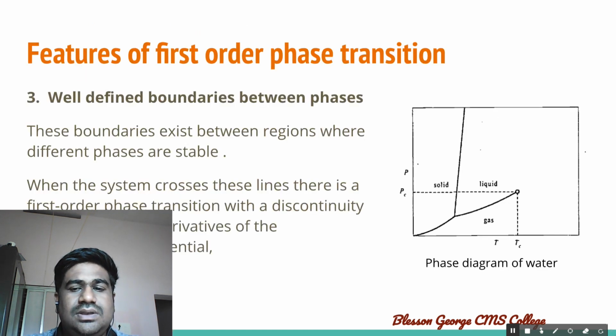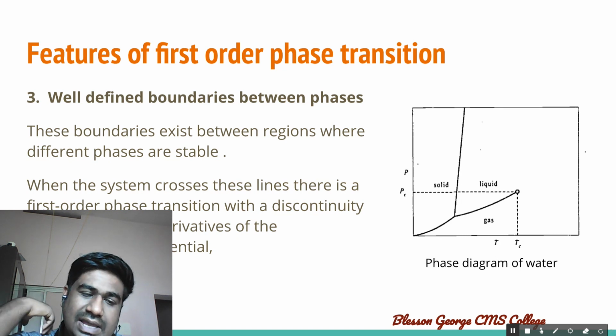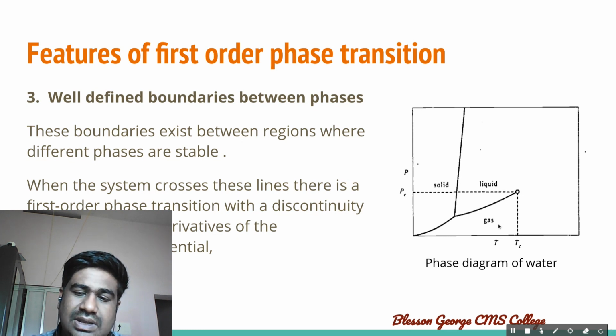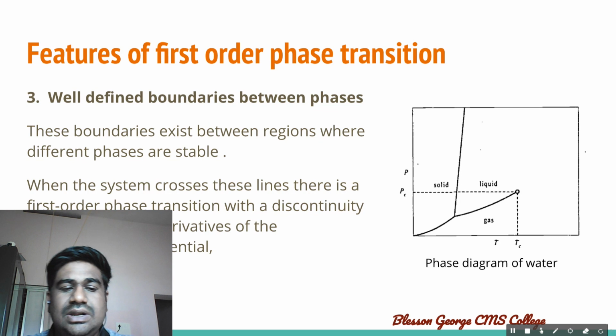Okay. So the third important property of phase transition is that there will be well-defined boundaries between the phases. This is the phase diagram of water. Consider this line. This is the boundary between the solid phase and liquid phase. These two regions are stable phases and there is a boundary between them. Consider here the liquid phase and gaseous phase. There is a boundary line separating them. When the system crosses this line, there is a first order phase transition with a discontinuous change in one of the derivatives of the thermodynamic potential.